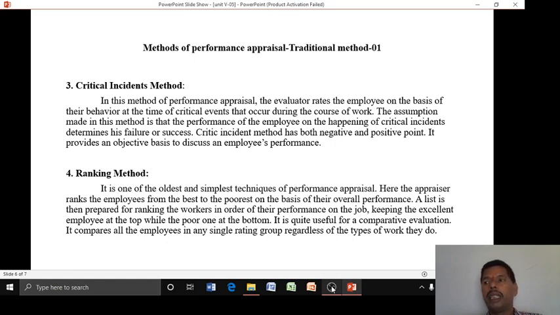If he has done well in spite of that critical incident, he is getting a positive point. If, because of that critical incident, he performed poorly, then negative points. It provides an objective, not subjective, basis to discuss an employee's performance. In that condition or at that juncture also, he performed well means what? He is capable, right? He is committed. Therefore, he gets a positive point for the same, right?